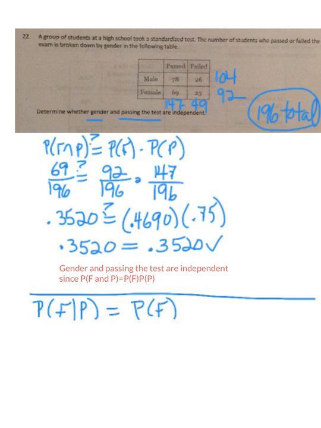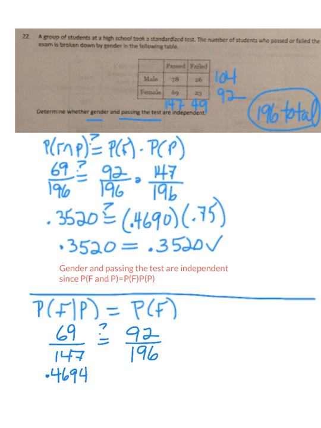So I'm going to write that as 69 over 147 equals, and then the probability of female. Well, there are a total of 92 females over 196 students altogether. When you divide 69 divided by 147, you get 0.4694.